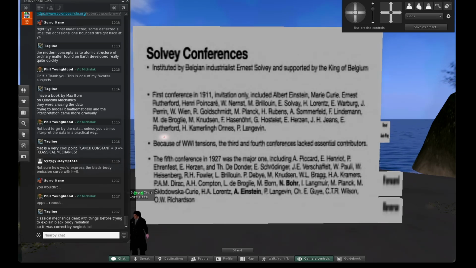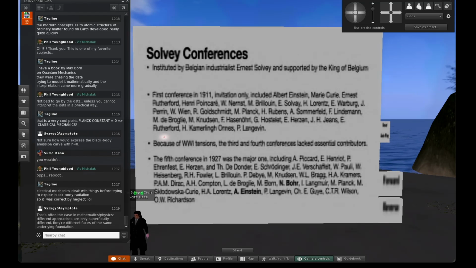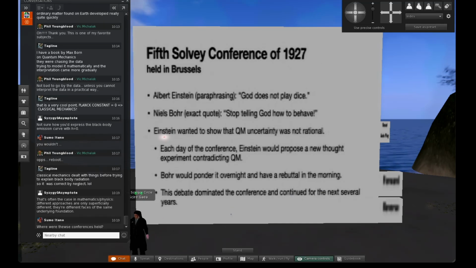But the fifth conference was in 1927, and that's the really important one. And you can see the names that were in there, particularly Schrodinger and Einstein. So Einstein and Bohr dominated that conference.